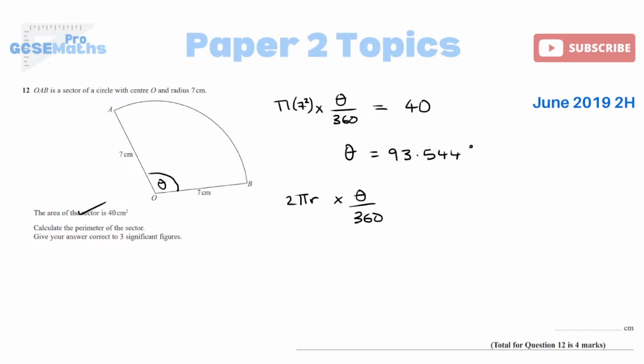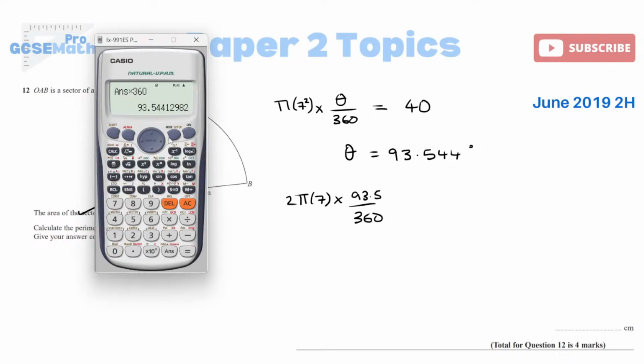So I can sub in everything that I know here. I know the radius is 7. And now, this is why I wanted to work out the angle, wasn't it? Because now I know the angle as well, 93.5. I'll get my calculator again. I'm going to use the whole of this answer. I'm just not writing down all of the decimals.